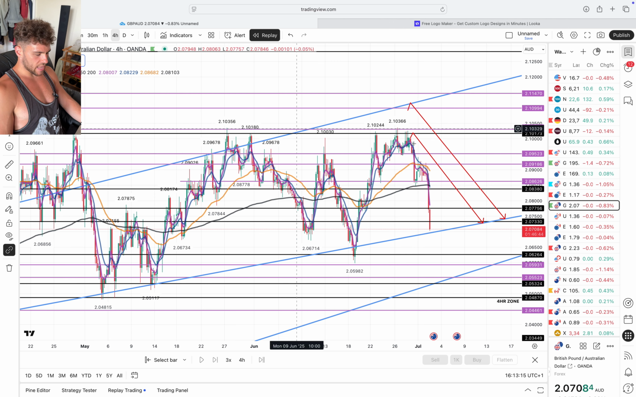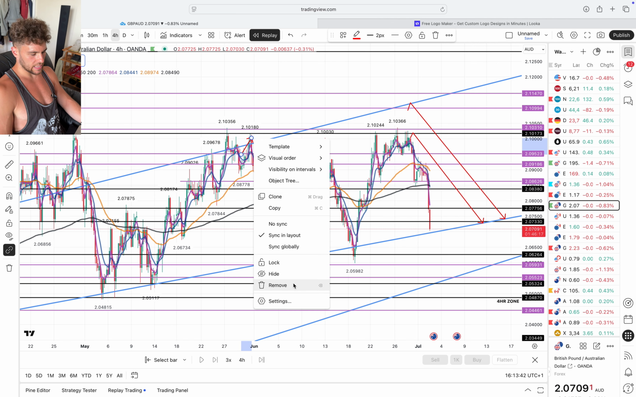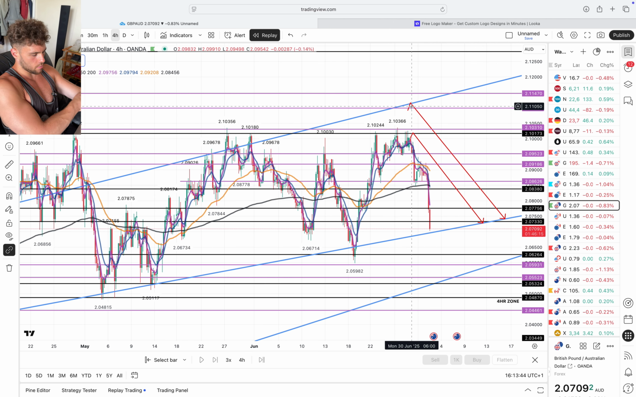As you can see, first arrow at this level, which I've kept for you guys. We come up to this level, reject, and then come down. As you can see, it's done perfectly. Or if we get the break of this structure, we could be coming up to what we've seen before: when we hit this trend line here, we tend to reject and come back to the downside. So those are my two trade ideas, but obviously I didn't need that second one in the end because we got the move from this level.